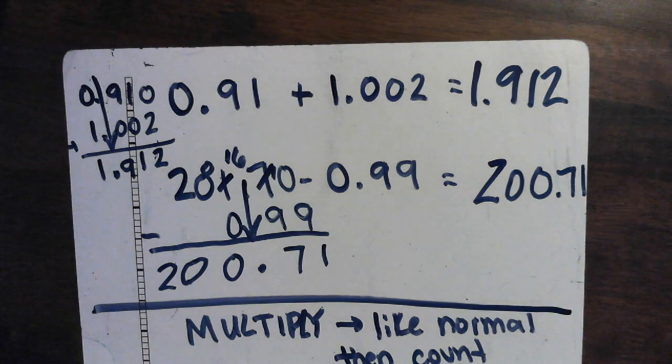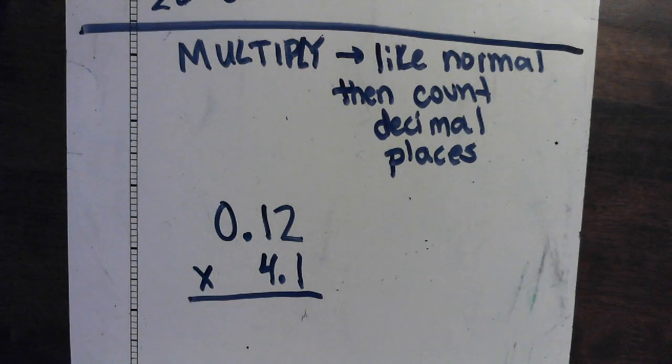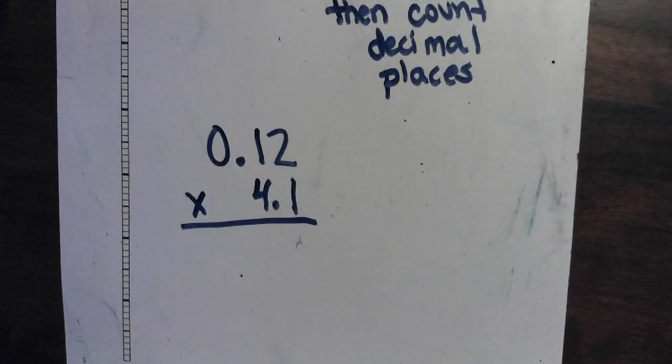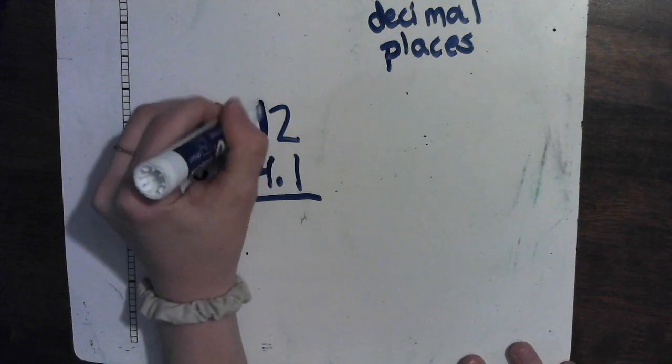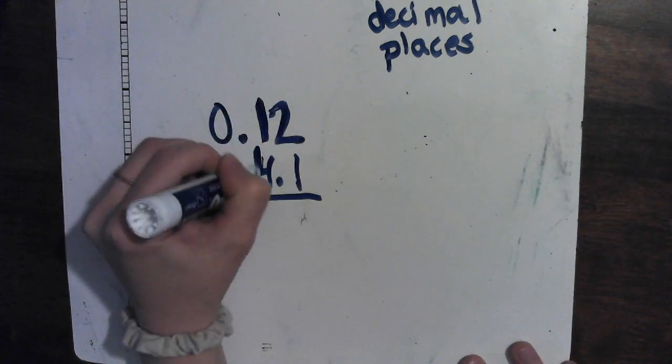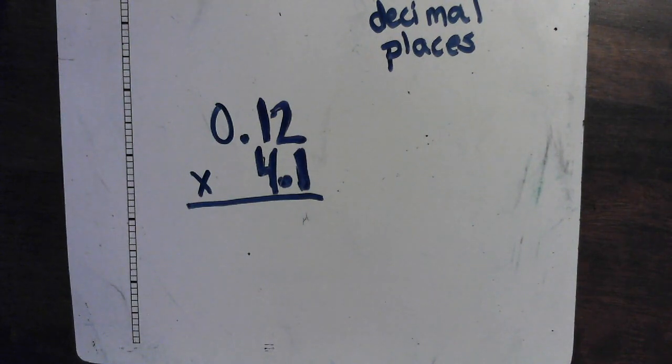I'm sorry, I misspoke. Now, in order to multiply, you multiply like normal, then count your decimal places, and you put the same amount of decimal places into your answer. You'll notice that the place values aren't lined up, but the numbers are. So first, you're going to ignore the decimals and multiply. So pause and do this math. It's 0.12 times 4.1.